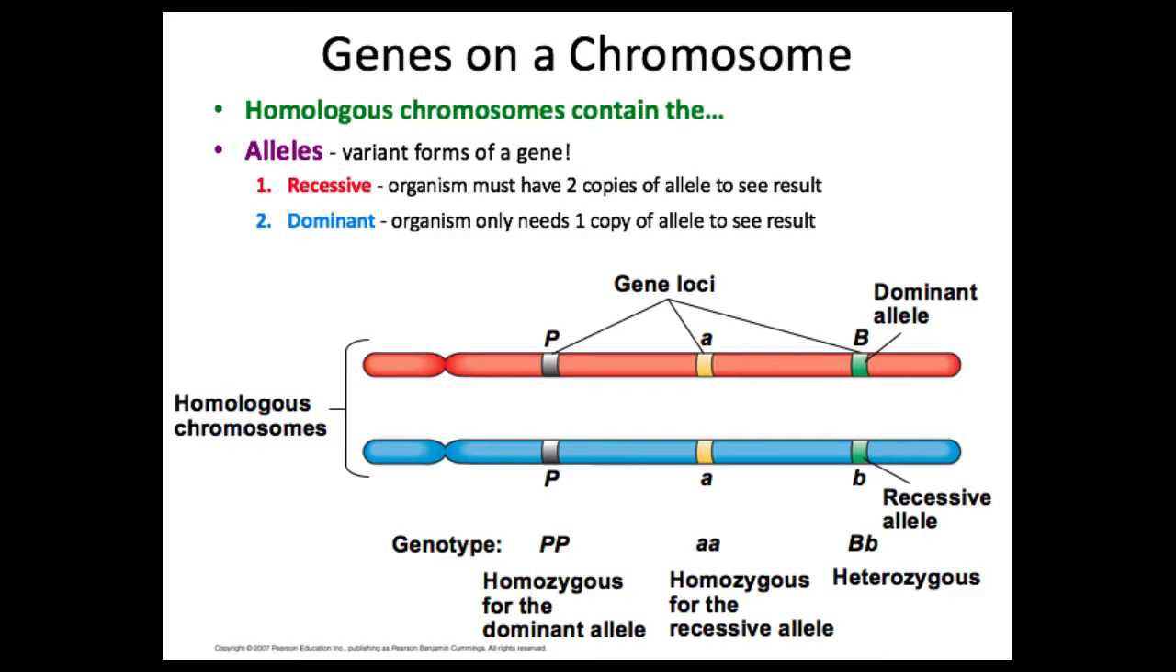Homologous chromosomes are the pairs of chromosomes in a diploid organism, and they pair up during meiosis. And also remember the definition of alleles, these alternative or variant forms of our gene. Alleles are said to be recessive if the organism must have two copies of the allele to see a result, and alleles are said to be dominant if the organism only needs one copy of the allele to see the result. And notice that the genes and those versions of those alleles are found at loci, which are located along our homologous chromosomes.